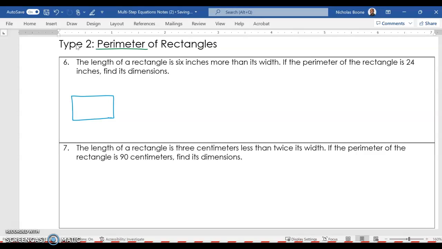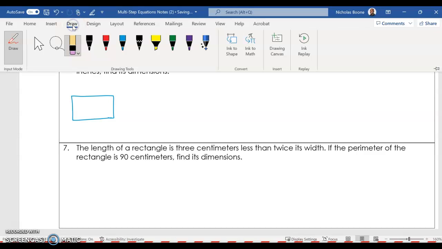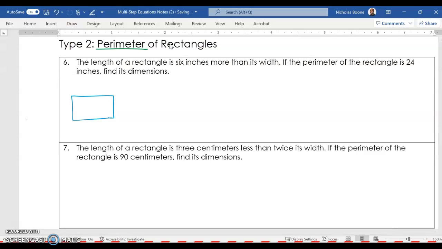It says the length of a rectangle is 6 inches more than its width. If the perimeter of the rectangle is 24 inches, find its dimensions. Meaning, when we are done, we need to find the length and the width of this rectangle. So here's some important information that we can start to add here. The length of the rectangle is 6 inches more than its width.